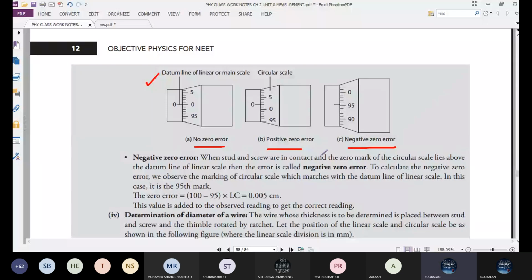Listen, the next one, the negative zero error. How to measure the negative zero error? This is negative. See the main scale reading and circular scale reading: both coincide at 95. It is a 100 scale division. So 100 minus 95 into least count. The least count of the screw gauge, which we discussed just now, is 0.001 centimeter. So the difference 5 into 0.001 gives you 0.005 centimeter. So that is finding the zero error.